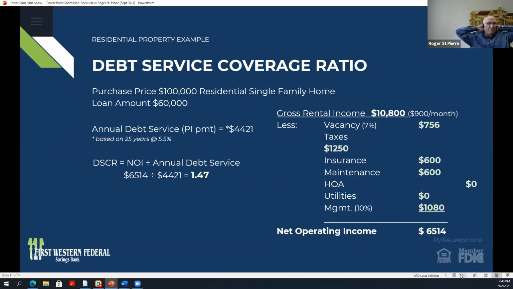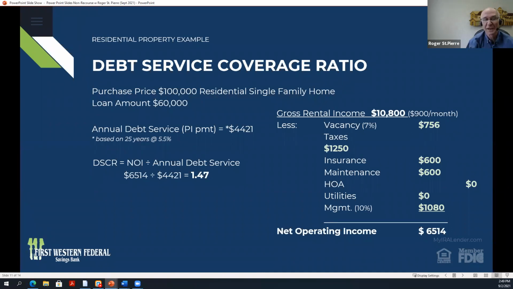So over on the left side, in this instance, the $60,000 loan had an interest rate of 5.5% and an annual payment of $4,421 per year. So we took the $6,514 of net operating income, divided it by the debt service, and the ratio is 1.47. That means that basically the debt payment is covered 147% by the net operating income, or to put it another way, net operating income is 147% of the loan payment. And that's what we like to see.